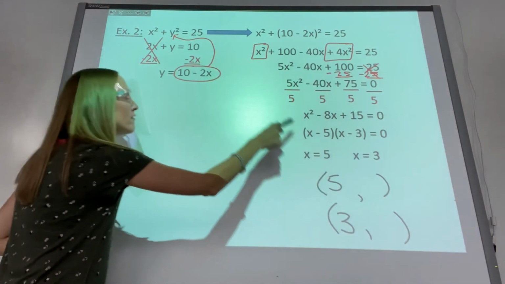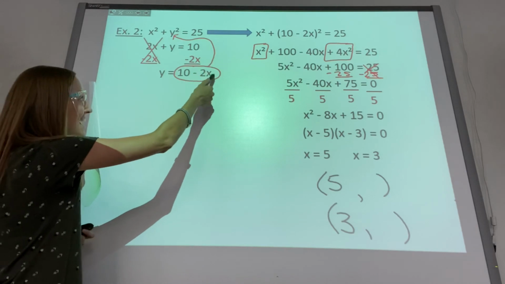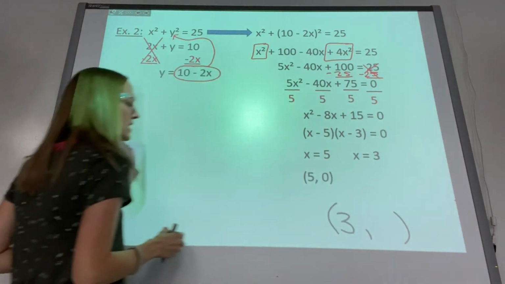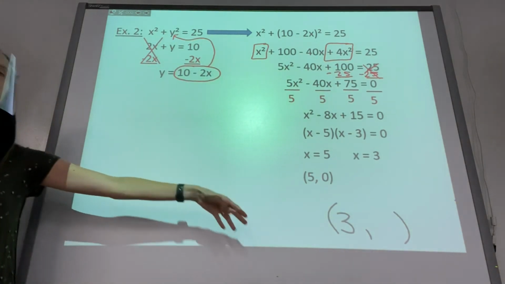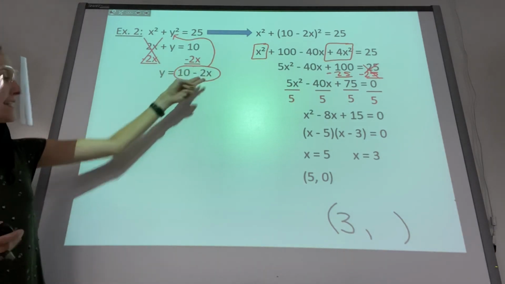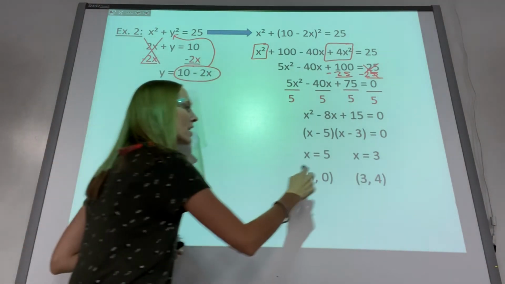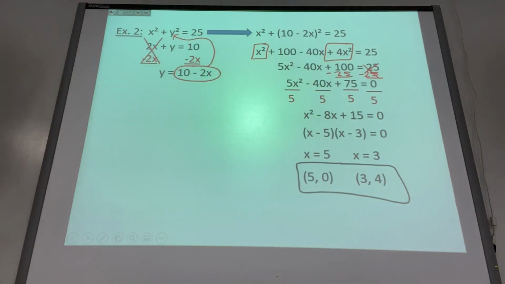So if I put a 5 right here for x, 2 times 5 is 10. 10 minus 10 is 0. And then putting in a 3 for x, 2 times 3 is 6. 10 minus 6, that would give us a 4. So 5, 0, and 3, 4. Those are our 2 points of intersection.